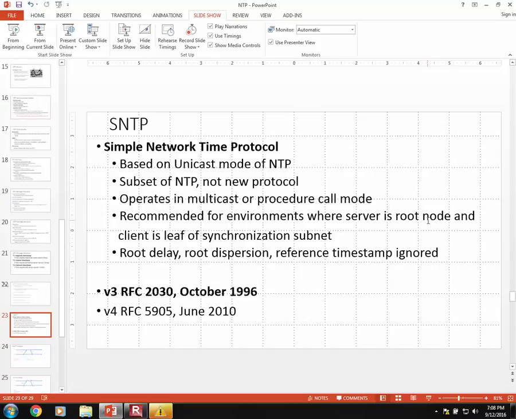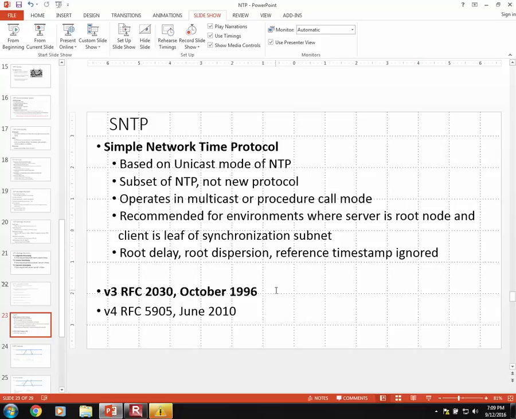SNTP, or Simple Network Time Protocol, is a subset of NTP based on the unicast mode of NTP. It can operate in multicast or procedure call mode, and it's used where the server is the root node and the client is a leaf of a synchronization subnet. In SNTP, the root delay, root dispersion, and the reference timestamp are ignored.